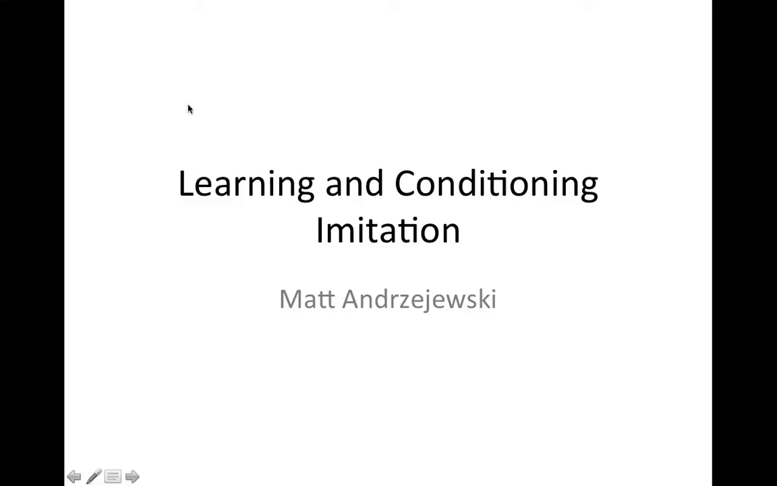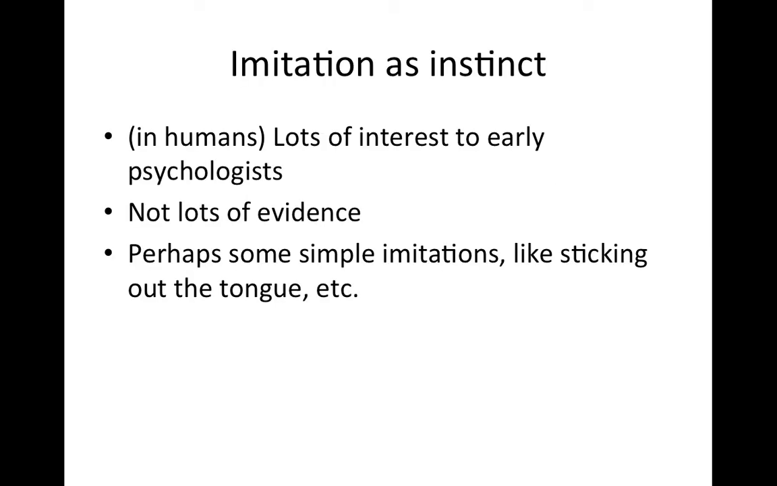This lecture is about imitation, specifically about Miller and Dollard's theory of imitation, and then Bandura's theory and his criticism. Unfortunately, we probably arrive at an impasse about how to talk about imitation or how to interpret imitation, but we'll get there. Basically, imitation is seeing somebody do something and you repeating that.